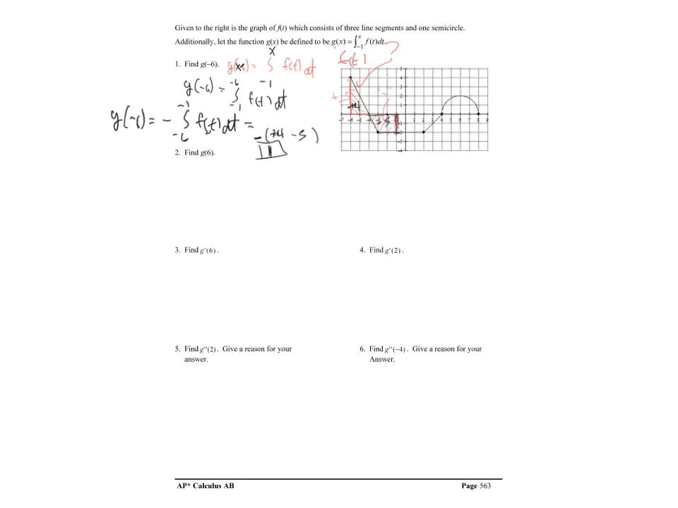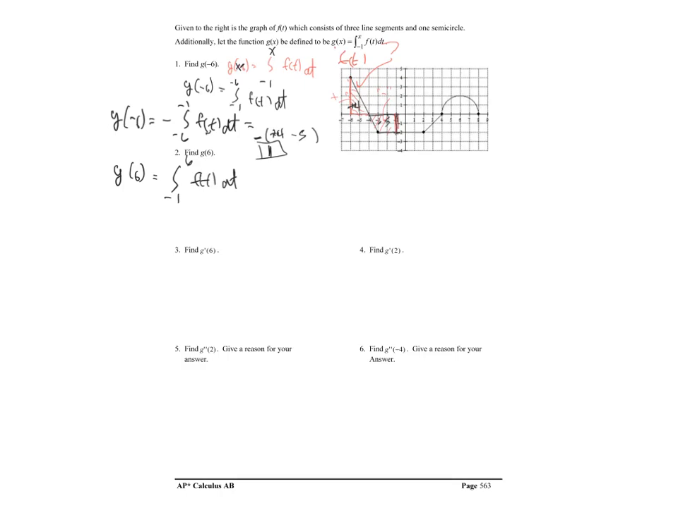G of 6. Oh, yeah, I just did g of negative 6. Now I'm doing g of 6. So g of 6 would be the integral from negative 1 to 6 of f of t dt. And this one I don't have to switch because the limits are in the right order. So all I have to do is the area of f bounded from negative 1 to 6.